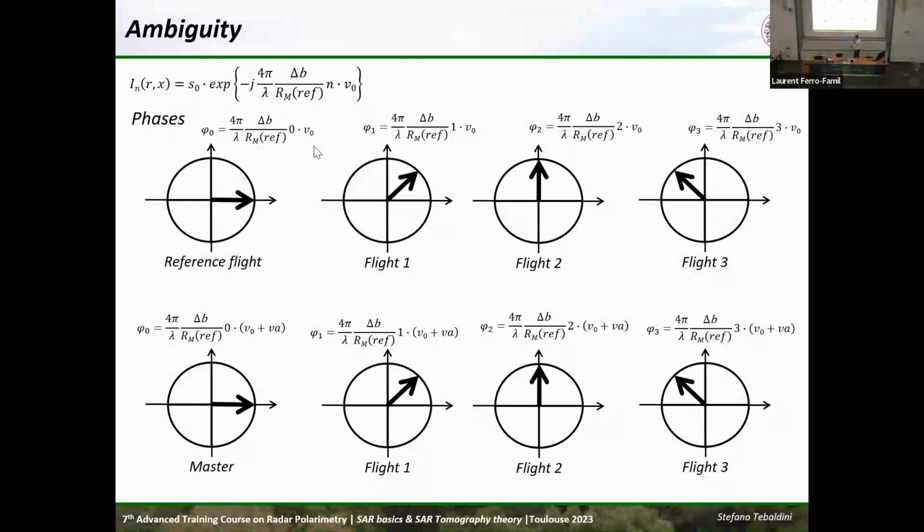And so in this case, we have 2 targets at different positions. One is at V0, the other is at V0 plus VA. They correspond to exactly the same phases in all acquisitions. So they cannot be distinguished. And for this reason, we have an ambiguity, and indeed this subscript VA stands for elevation of ambiguity.